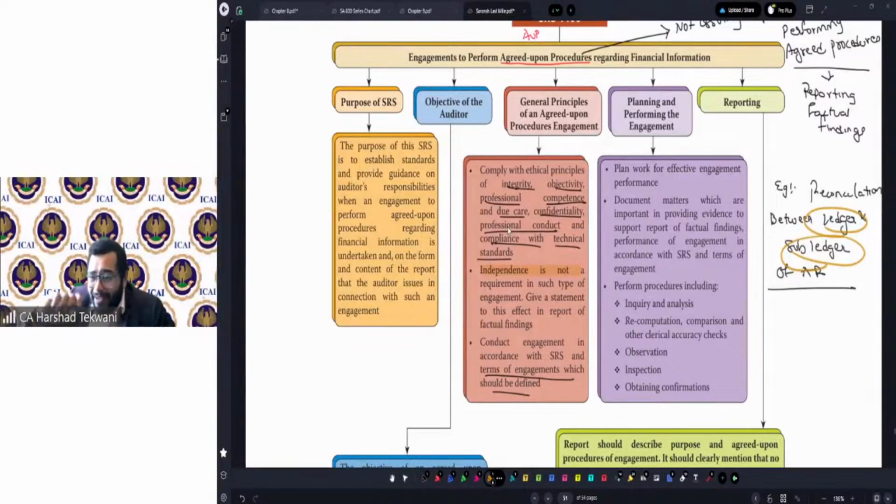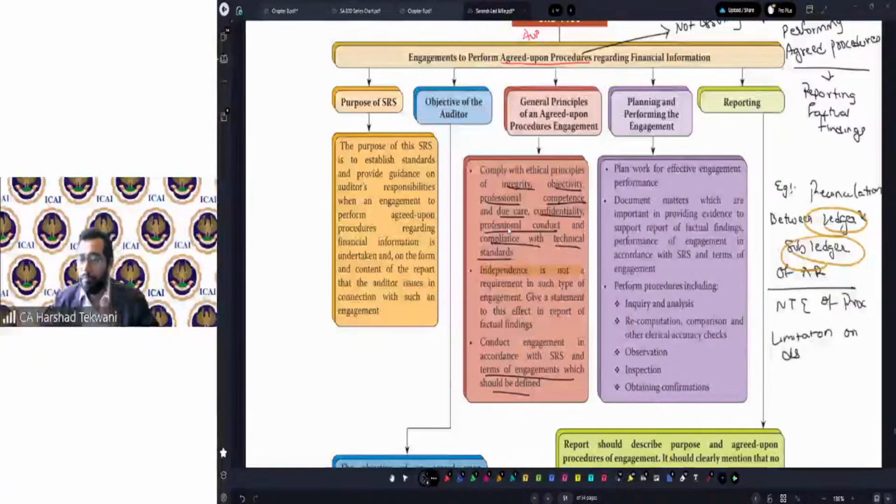Fourth, once I have this, I need to plan the nature, timing, and extent of procedures. Like who will perform procedures from my team, what procedures they will perform for reconciliation, and how detailed a reconciliation we are required to prepare. And fifth, any limitations on the distribution, meaning distribution of the report.